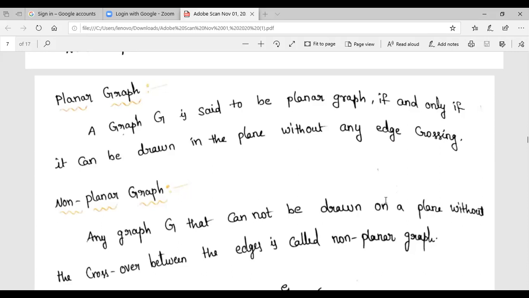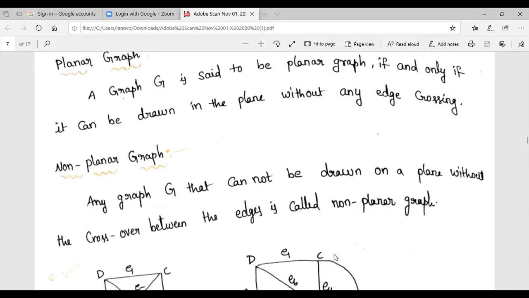A planar graph is one that we can draw in a plane in such a way that no two edges of it cross each other except at a vertex to which they are incident. That graph is called a planar graph. A non-planar graph is any graph G that cannot be drawn on a plane without crossover between the edges.